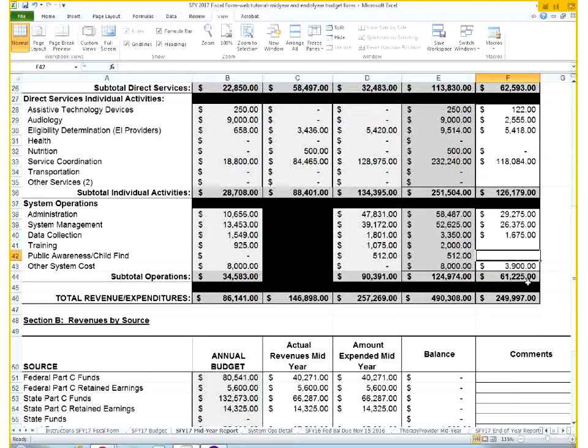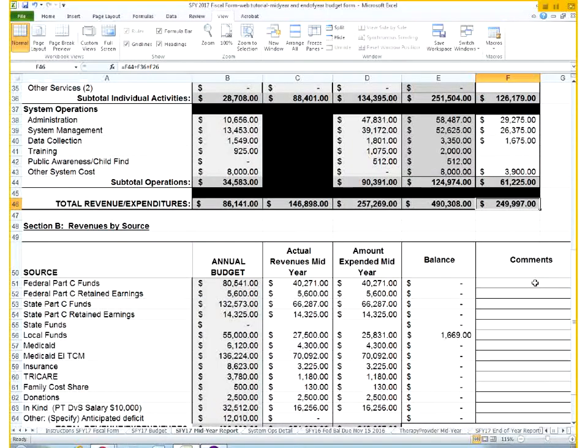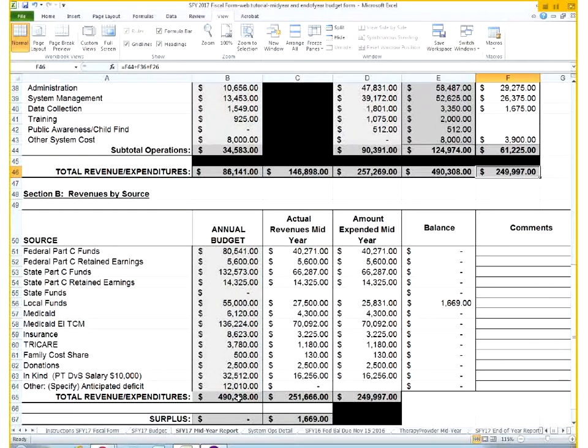Again, gray areas are going to subtotal what each area is, and then those 3 subtotal areas are going to be totaled under total revenues and expenditures. As we go down to revenue by source, we see how much the annual budget was. This is what was pulled over from their initial budget. So the money that we anticipated that the local system was going to receive. That's what's in this gray column.